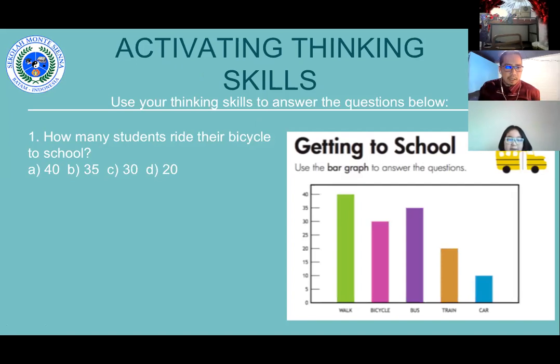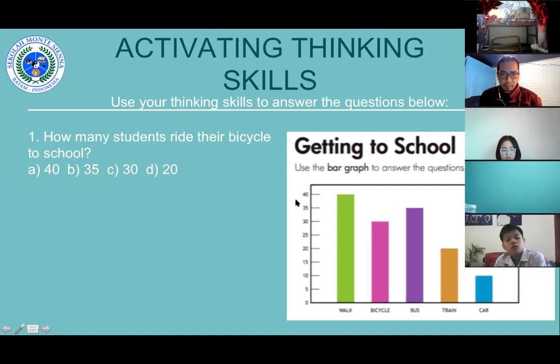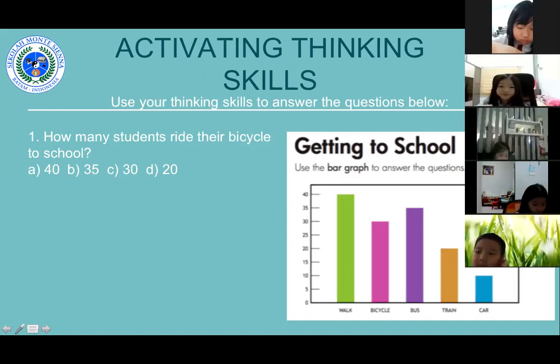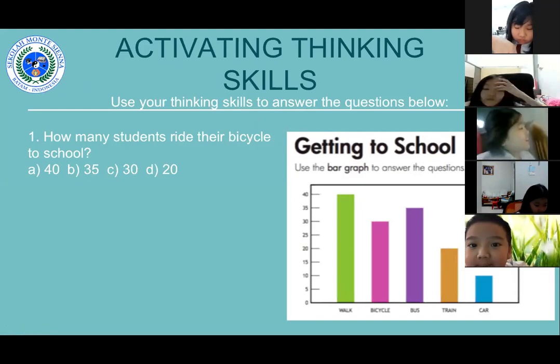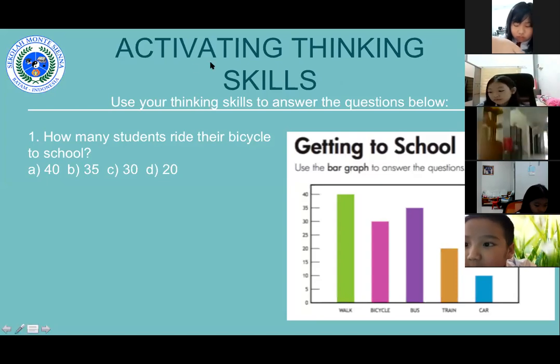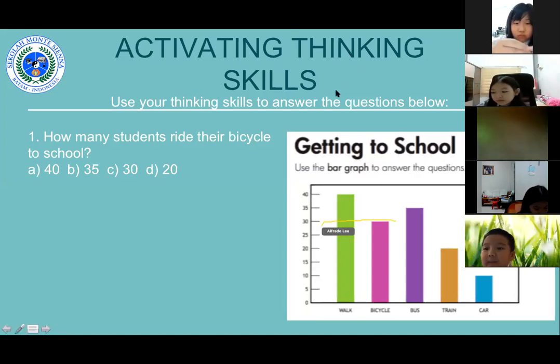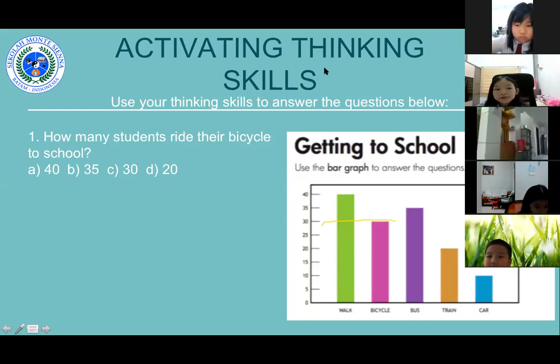Okay, from the chat box, I can see answers coming from Rivi, Samantha, Avara, Michaela, Alfredo, Gilbert, Akemi, and Cristanto. Their answer is 30. Alfredo, why is your answer 30? Okay, as I can see on the screen, you annotate that bicycle with the pink bar, and then you draw a line which corresponds to 30. Okay, correct.